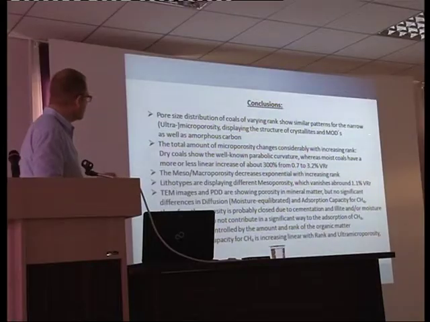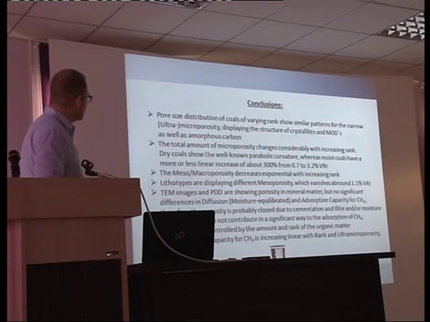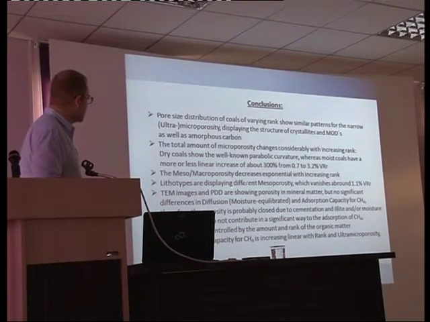These similar patterns form the narrow, ultra high porosity viscous structure of crystallites and MODs, as well as amorphous carbon. Total amount of microporosity changes considerably with increasing rank. Dry coals show a well-known parabolic curvature, whereas moist coals have a more or less linear increase, about 300% from 0.7 to 3.2 vitrinite reflectance. Meso-macroporosity decreases exponentially with increasing rank. Lithotypes are displaying different mesoporosity, which ranges around 1.1 vitrinite reflectance.